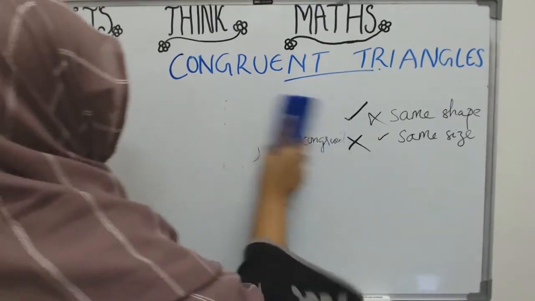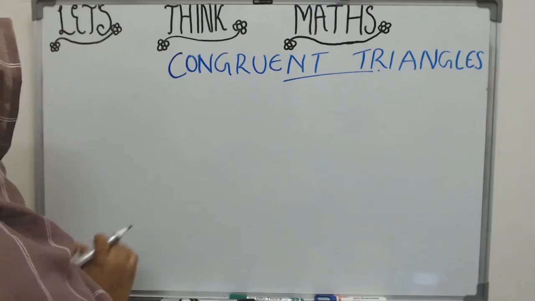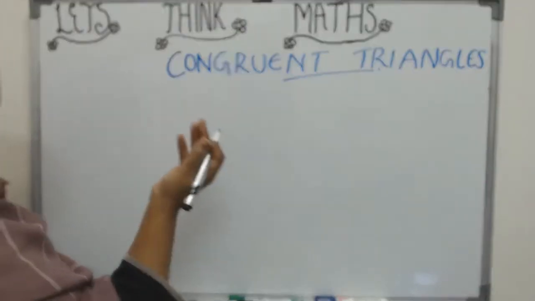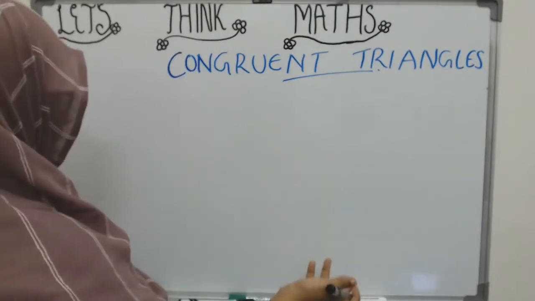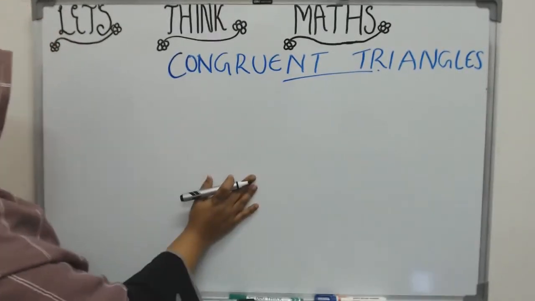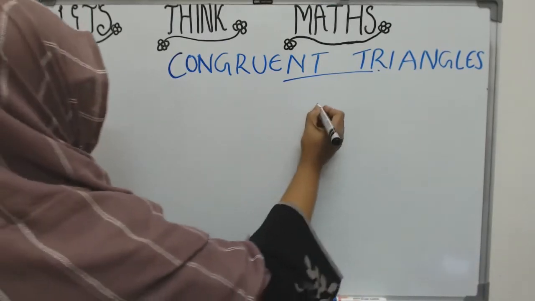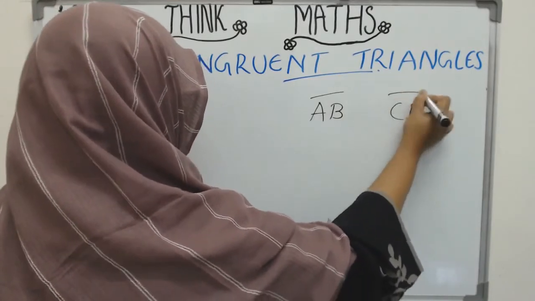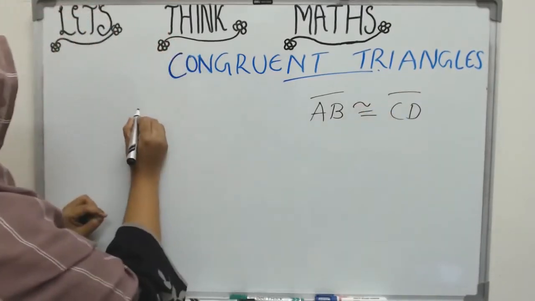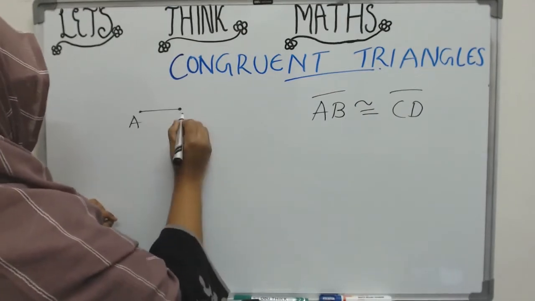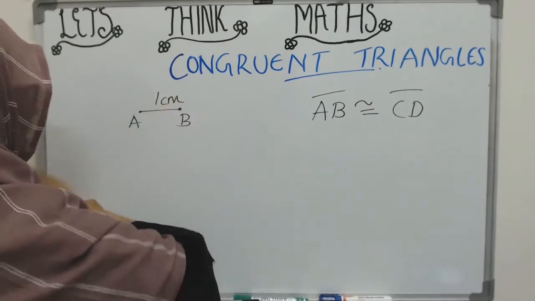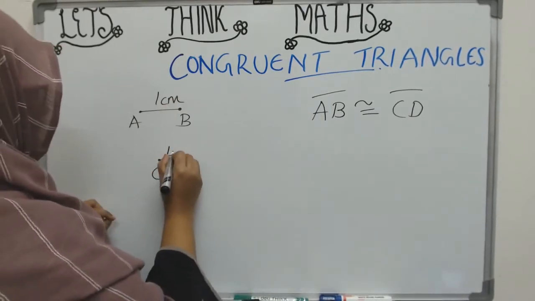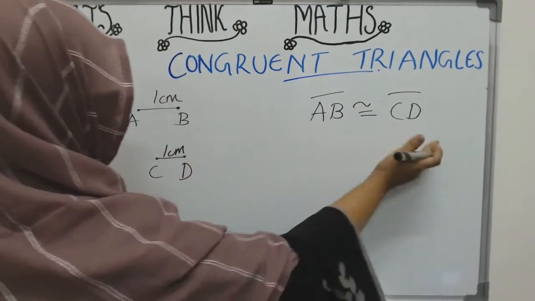Then in this class we are studying congruent triangles. But what are triangles made of? They are made of lines and angles. It is made of 3 lines making 3 angles among themselves. So before going to the congruent triangles, we will see what makes 2 line segments congruent. 2 line segments AB and CD are said to be congruent if they are of the same measure. If AB is 1 centimeter, then any line segment which has the same length will be congruent to it.